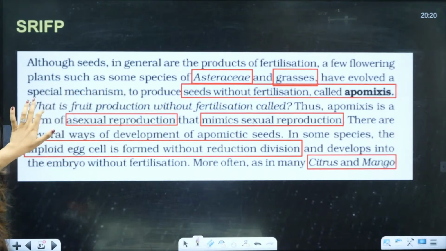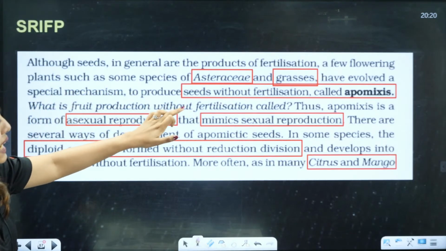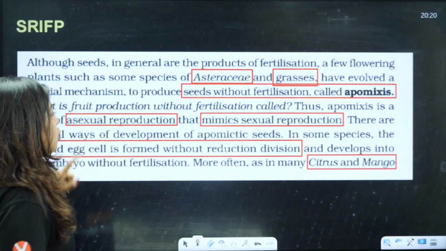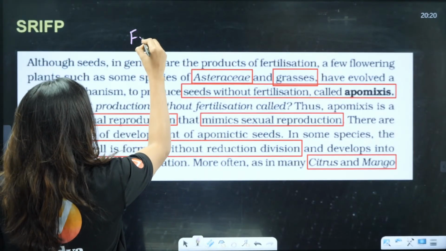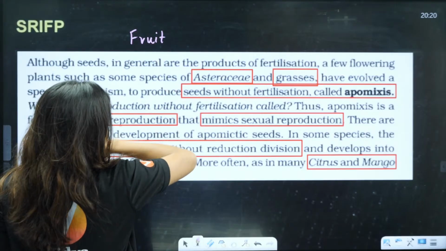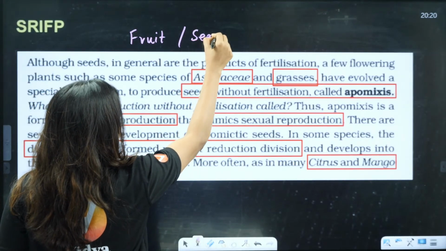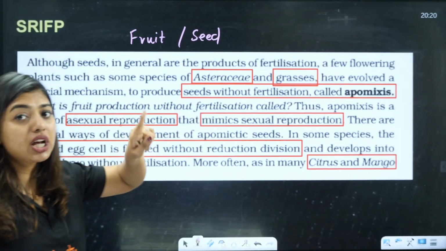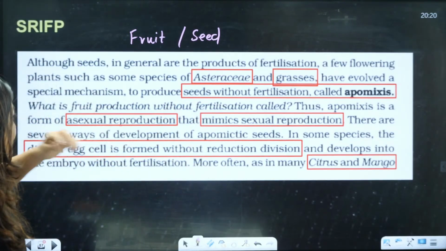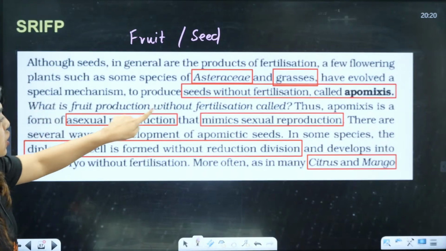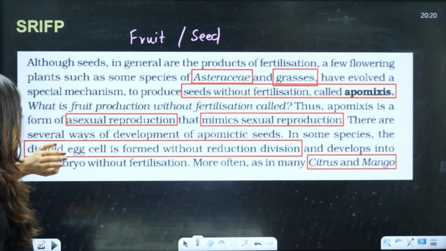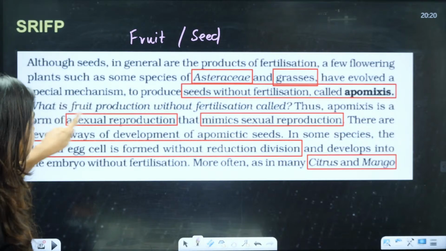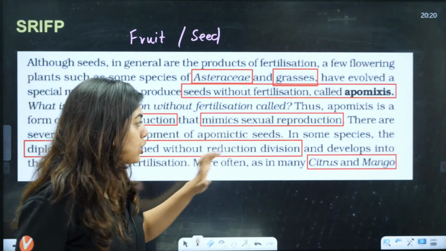Asteraceae and grasses have evolved a special mechanism to produce seeds without fertilization. First, fruit without fertilization is called parthenocarpy. Now we are studying seed without fertilization, which is called apomixis. Students, the definition can come as a 2 mark question: apomixis. So what is fruit production without fertilization called? Parthenocarpy. Apomixis is an asexual reproduction that mimics sexual reproduction.